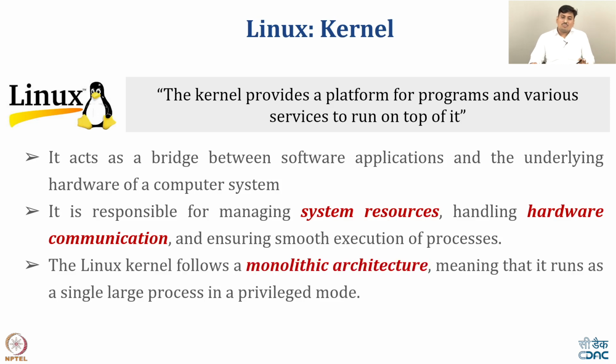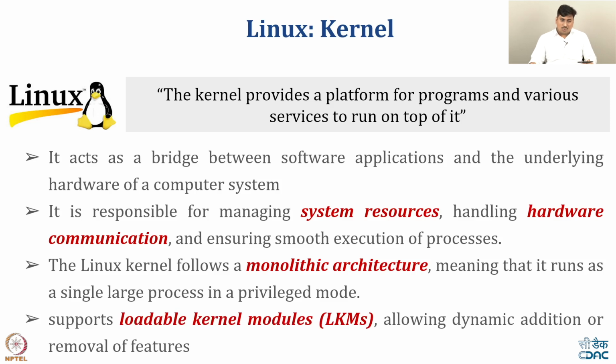Basically, the kernel follows a monolithic kind of architecture. Monolithic architecture means that from the hardware perspective, the kernel runs as a single large process with the highest privileges. So, from the hardware perspective, there is one single process which is managed by the kernel, and for the different upper layer applications or codes, the kernel manages things for the different processes by creating different machines called virtual machines.